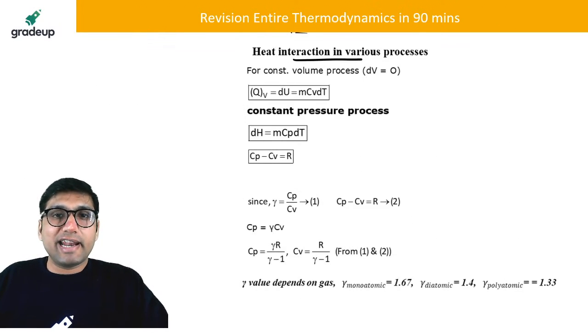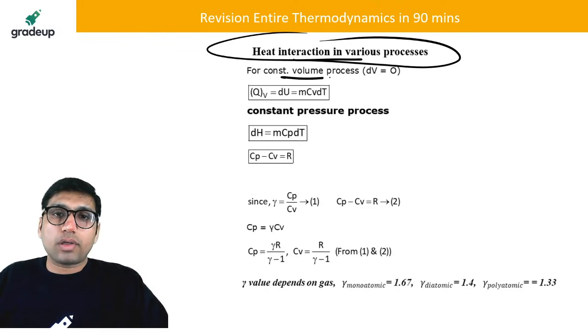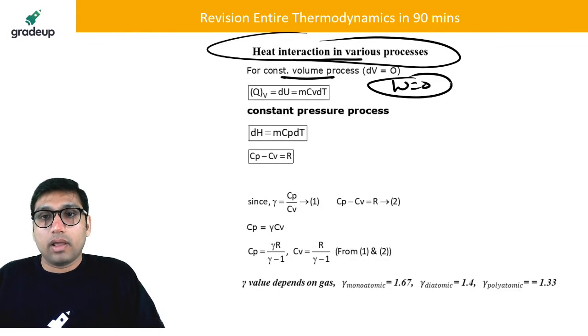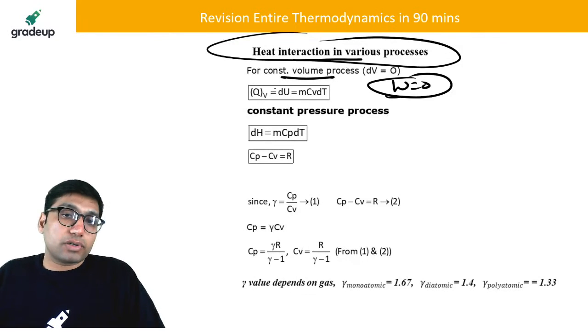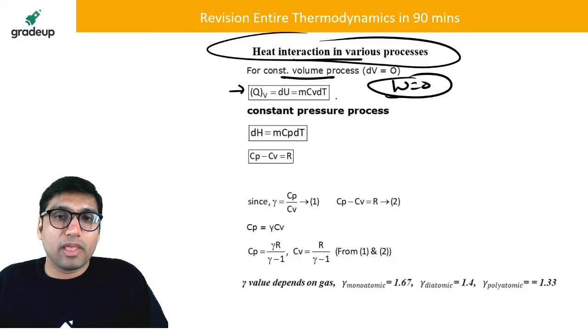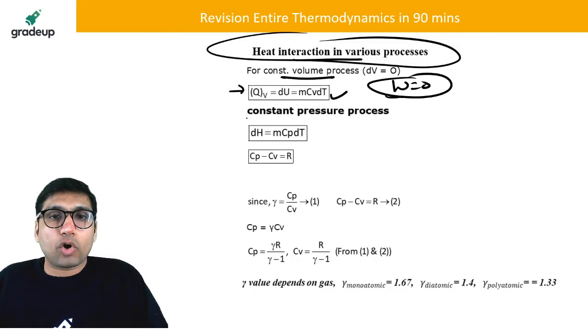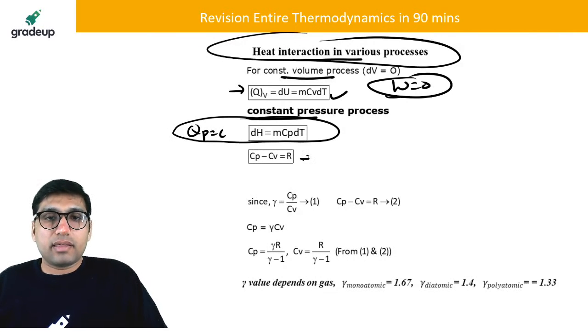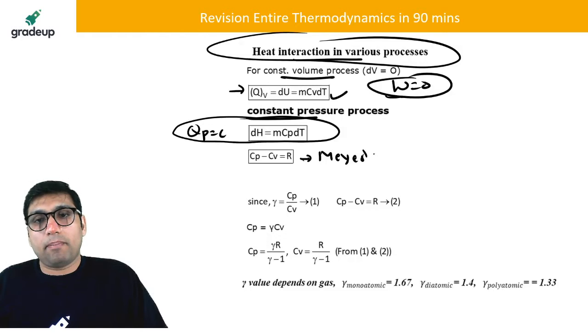Now let us understand the heat interaction in various processes. For a constant volume process, as you have understood, the work is 0. So if there is no work in the constant volume process, heat transfer will be equal to the change in internal energy only, which is equal to mCv dT. For a constant pressure process, the heat transfer is equal to the change in enthalpy only.